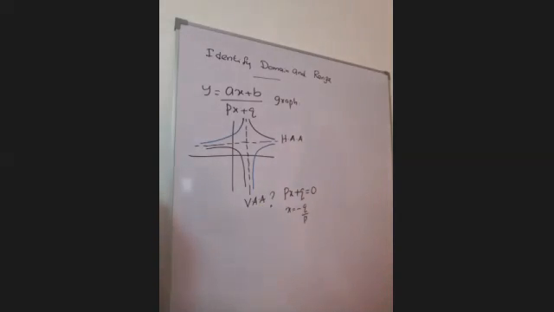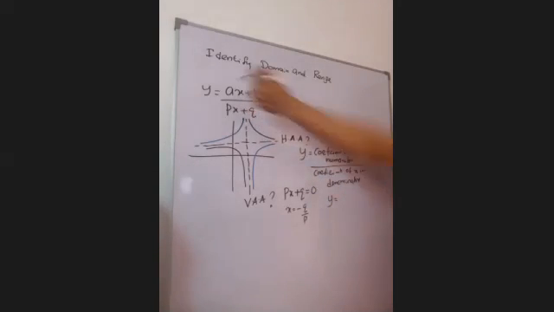Right. How to find the horizontal axis of asymptote? This is the way of doing it. You can get this one this way. y equals the coefficient of x in the numerator divided by the coefficient of x in the denominator. That is the answer. Here, y equals a over p. This would be the answer for that.